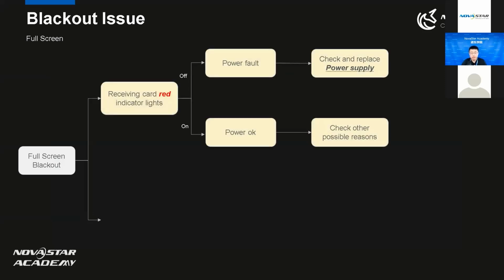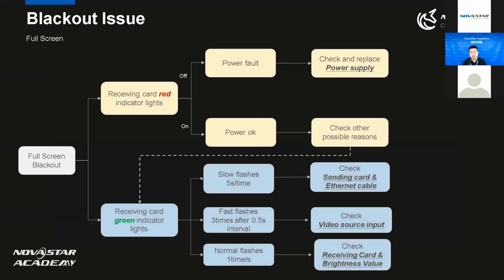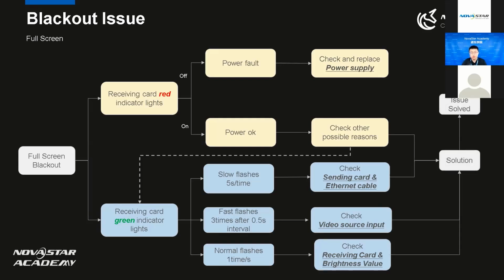First, we need to check the receiving card indicators first. And if the red light is okay, try to check the green one to know what working mode the receiving card is. And then try to check all the devices in the LED control system. And finally, we will get a solution to get the issue resolved.